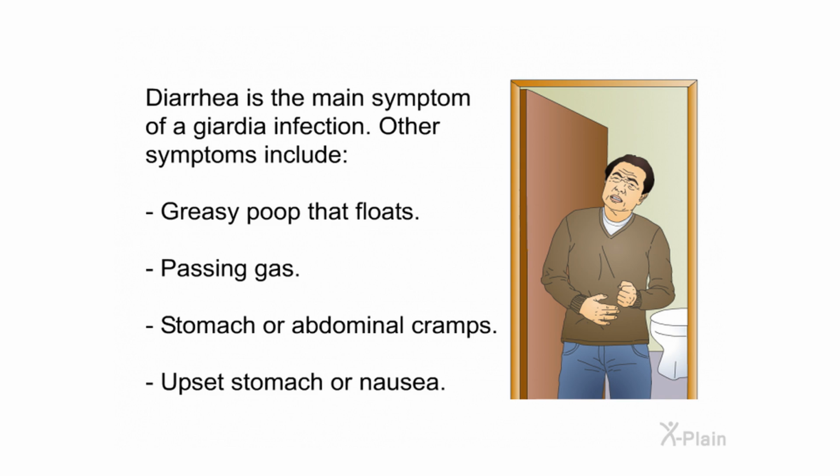Symptoms. Diarrhea is the main symptom of a Giardia infection. Other symptoms include greasy poop that floats, passing gas, stomach or abdominal cramps, upset stomach or nausea.